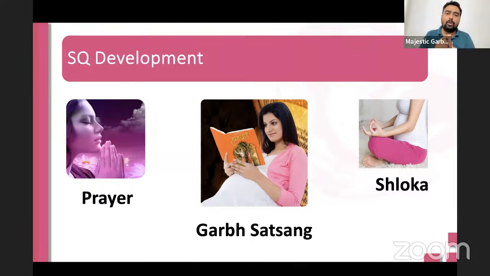Along with that, you can also indulge in some social activity. For example, helping a needy person, feeding the birds, feeding the cow, feeding the dog, donating something. That kind of social activity you can also plan. You can also plan some spiritual activities, like making a garland or decorating the home temple. That kind of activity should be done in Garbh Satsang on a daily basis. At least one spiritual activity in a day. And the last one is Sanskrit sloka.